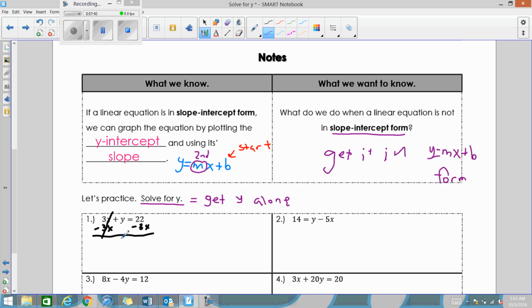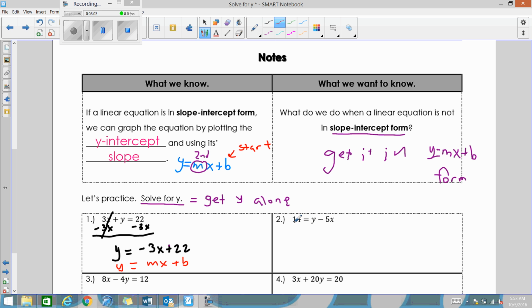So that goes away. So we get y equals. Now, I always put my x first. So even though it's going to look like you want to do 22 minus 3x, I'm going to do minus 3x plus 22. That's how I'm going to write that, because now this is written in y equals mx plus b form.